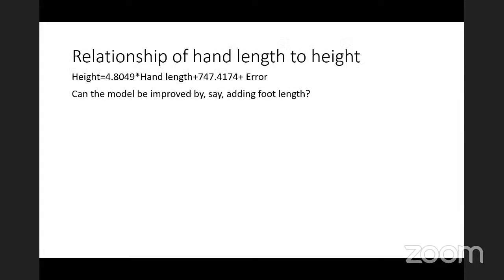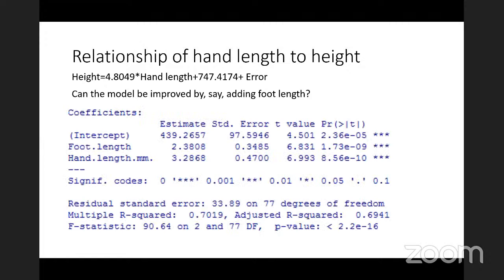Now, coming back to our example, we had this equation over here, height to hand length. Height is equal to approximately 4.8 into hand length plus 747.4. Can the model be improved by adding foot length? We do the analysis and we get the results over here.